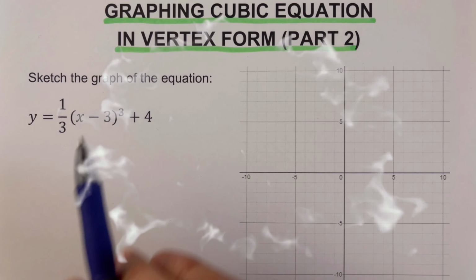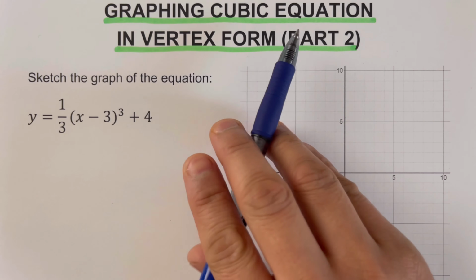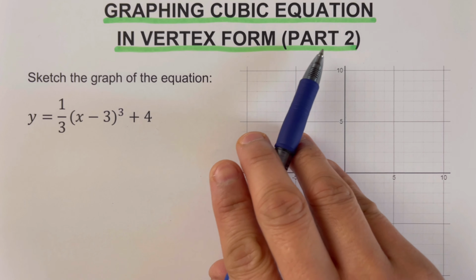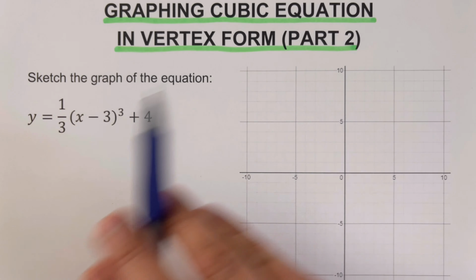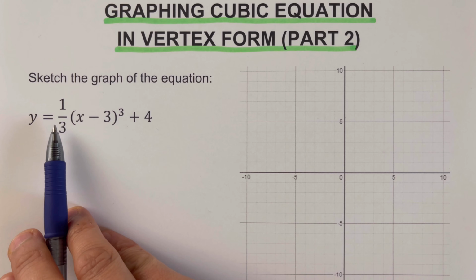Hello everyone. This video will focus on graphing cubic equations in vertex form, and this is the second part. In this part, the absolute value of a is greater than 0 and less than 1.